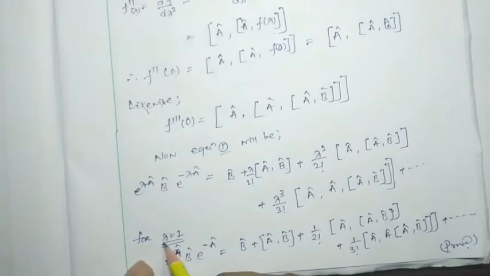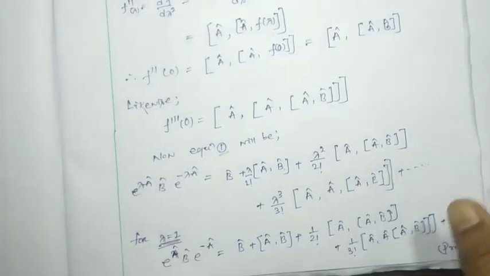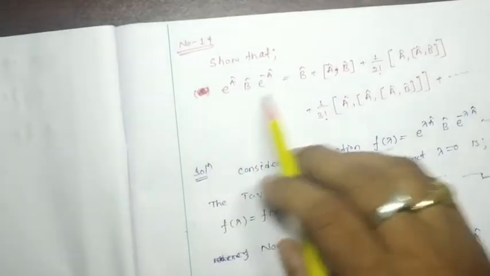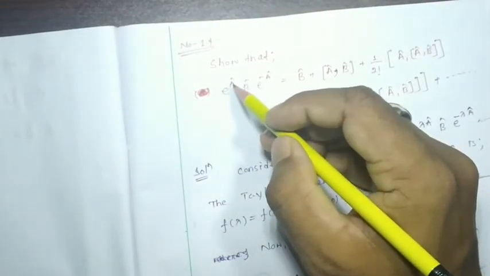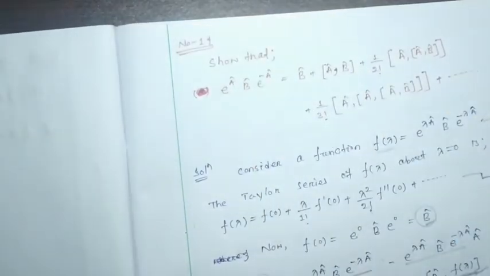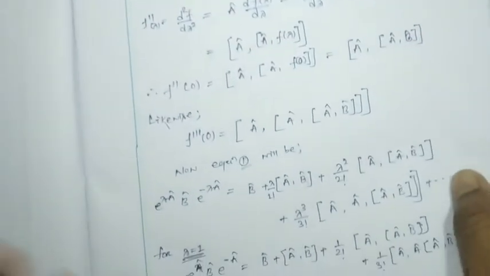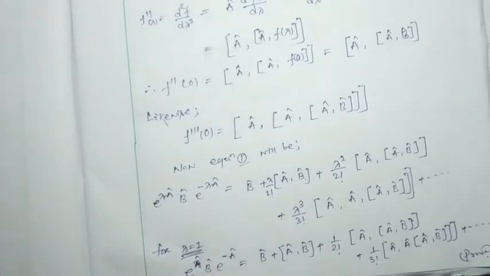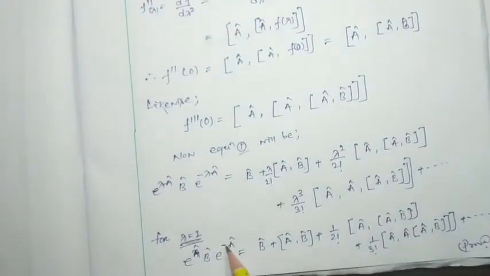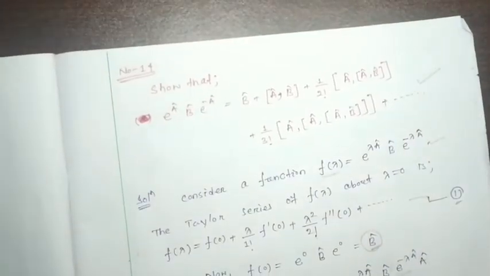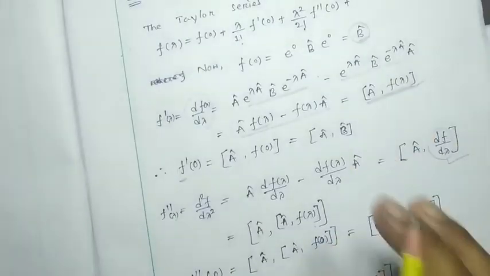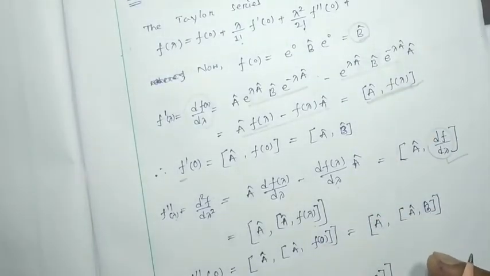To prove the question we have here, lambda is equal to 1. If I put lambda equal to 1, then the left hand side is satisfied: e to the power A cap B cap e to the power minus A cap. The right hand side also matches our question. So hence it has been proved. You have to practice this question and remember it for your exam purposes.